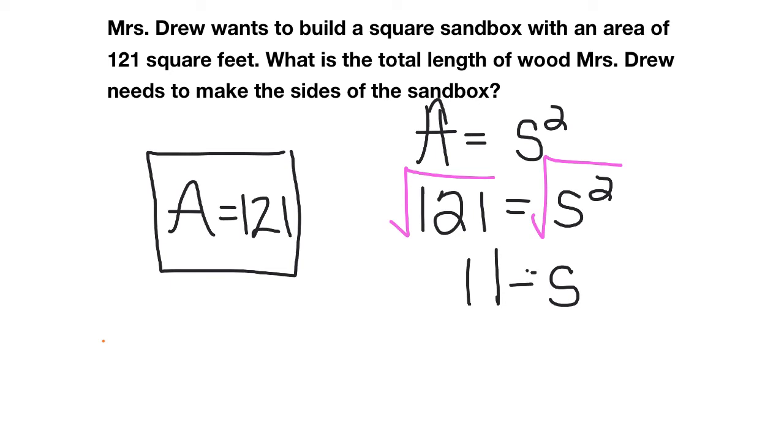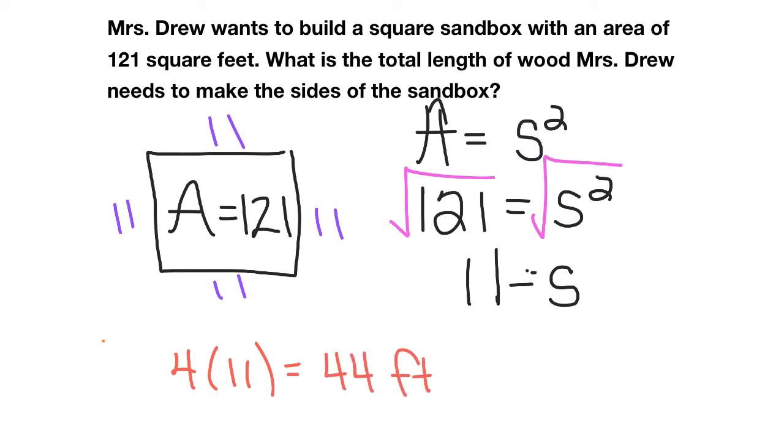But let's think about the question. One side is 11. Is she only going to make one side of the sandbox? I don't think so. The sand would fall out. She's going to need to create all 4 sides of the square. So Mrs. Drew is going to need 4 sides of 11, or 44 feet of wood.